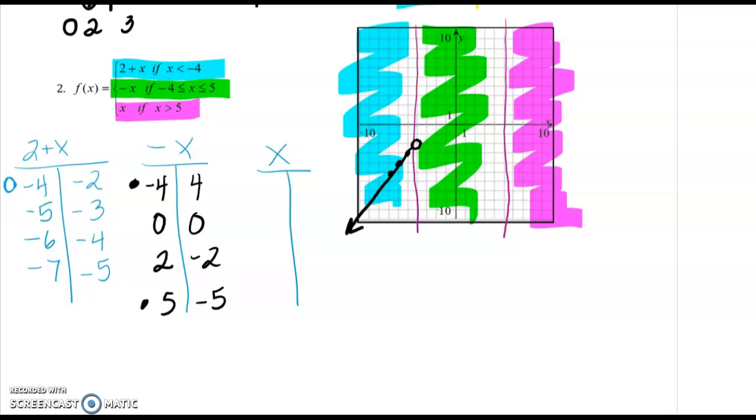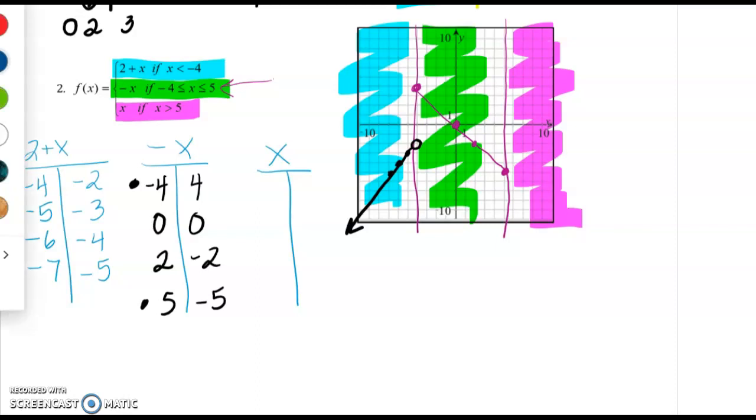I'm going to go over here. I'm going to do it in a different color. Negative 4, 4. I'm going to have a closed dot there. 0, 0. 2, negative 2. And 5, negative 5. And again, I'm going to have a closed dot because this had equal to's there. Okay?